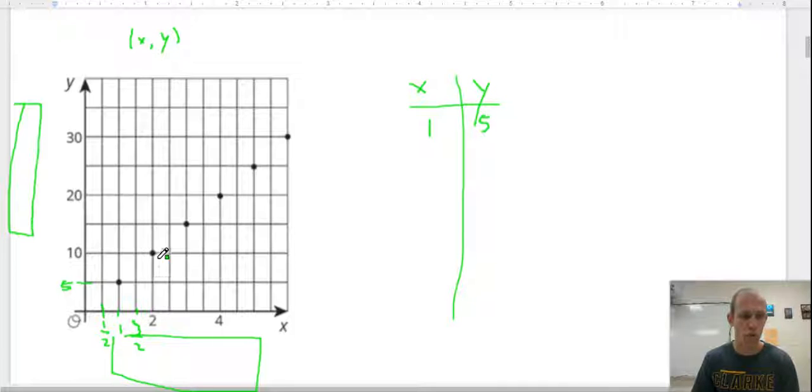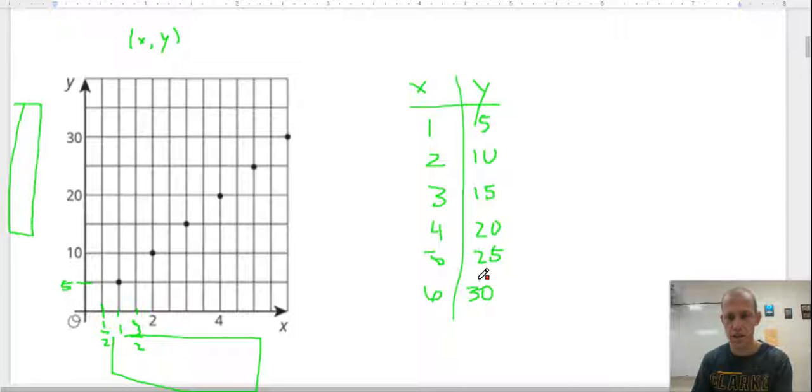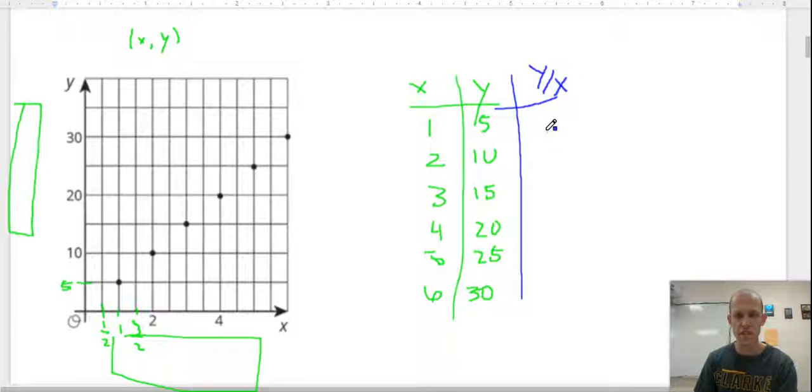Then we have over 2, up 10; over 3, up 15; over 4, up 20; 5, 25; and 6, 30. So now let's look at the table. Let's see if y divided by x, the proportion, is always going to be the same.